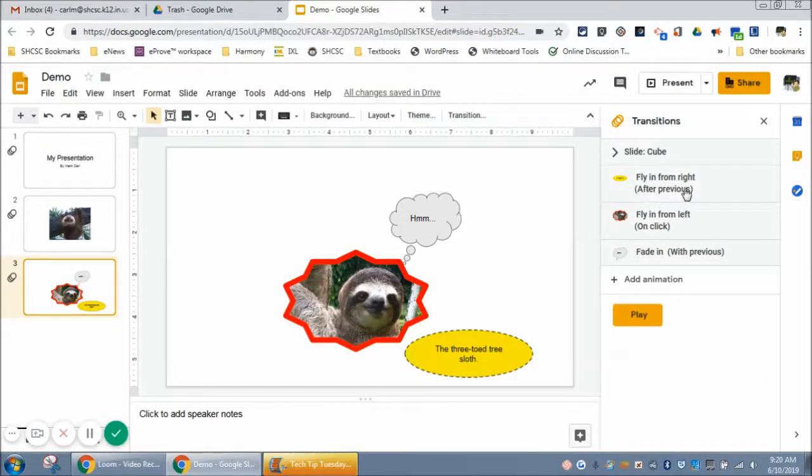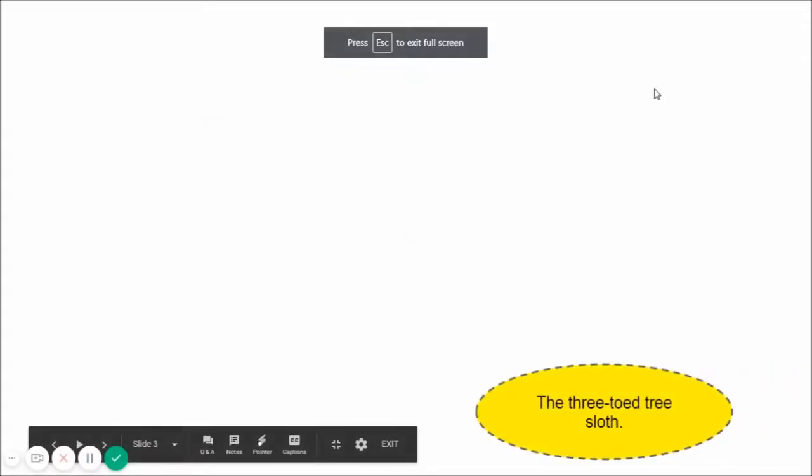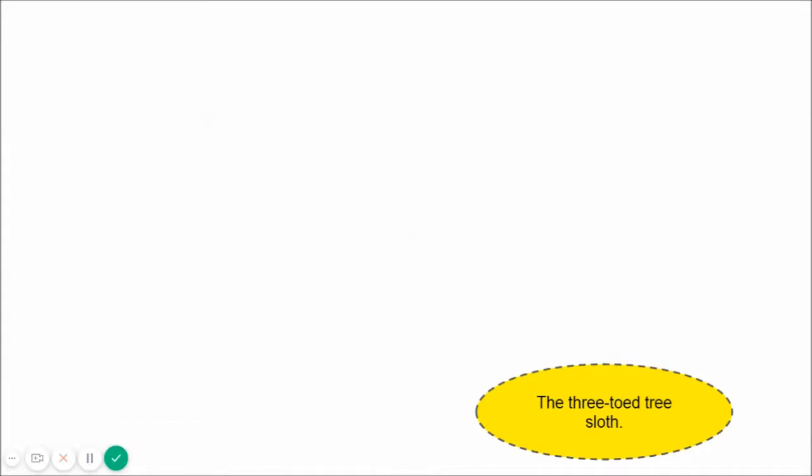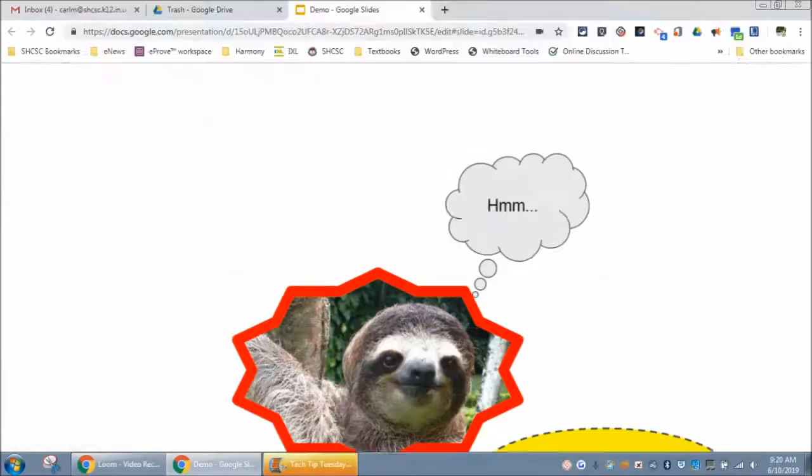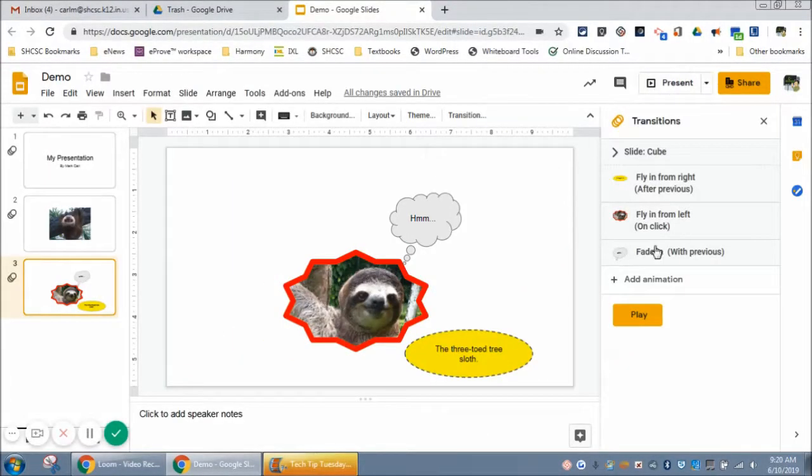So I've put the fly in from the right to happen first, then the click of the sloth. Let me show you what that's going to look like. So I've rearranged it. Notice it flew right in. I did not tap anything because it happened after the previous animation of the transition. And now I'm going to click, and those two other objects are going to come in. So you can add these animations to any object, any sort of text.